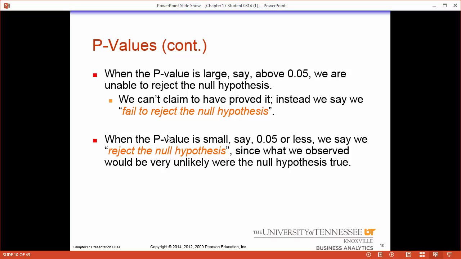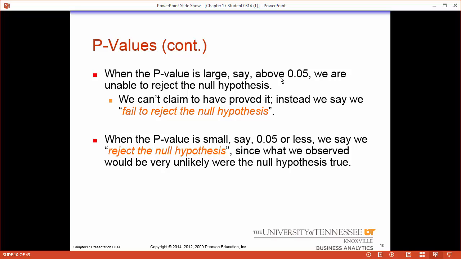To reject the null, I want to make this clear. To reject the null means that you will show evidence for the alternative. To fail to reject the null means you do not have evidence for the alternative, or rather enough evidence to believe the alternative. So when we reject the null, it's because we have evidence for the alternative. When we fail to reject the null, it's because we do not have evidence for the alternative.